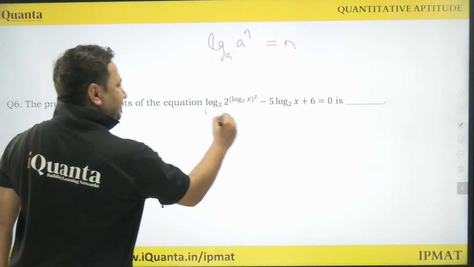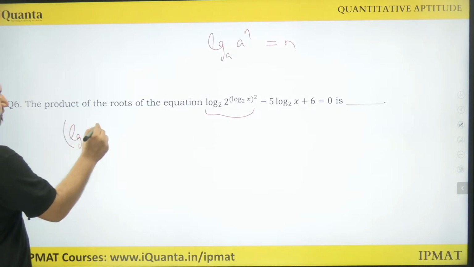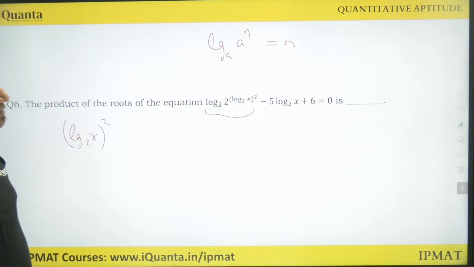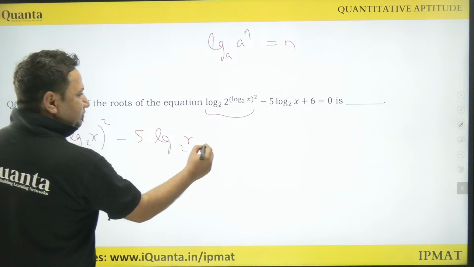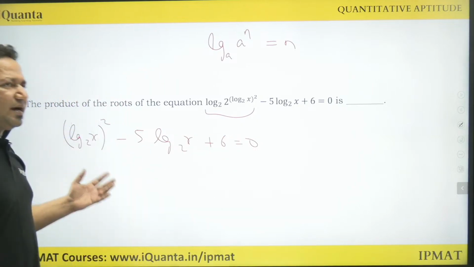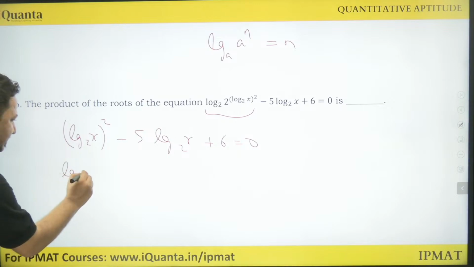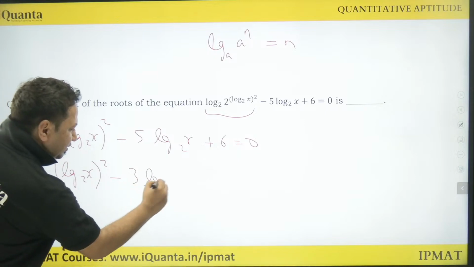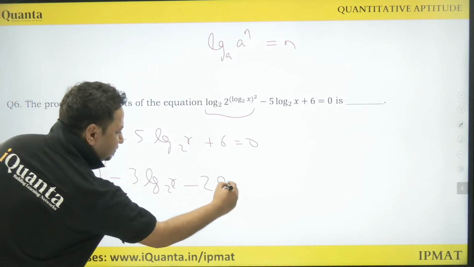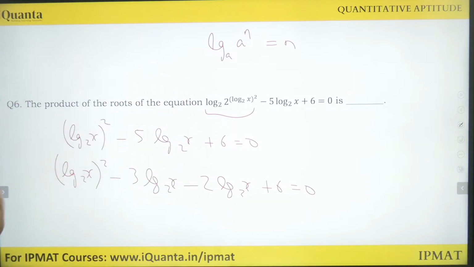So what we can do, we can rewrite it as log x base 2 whole square. Only the power hidden, that is everything goes away. Then we have minus 5 log x base 2 plus 6 is equal to 0. It's a quadratic equation in which we don't have the variables but the logarithmic values. Okay? Let us try to break it by splitting the middle term. Square. And write it as minus 3 log x base 2 minus 2 log x base 2 plus 6 is equal to 0. Is that clear?